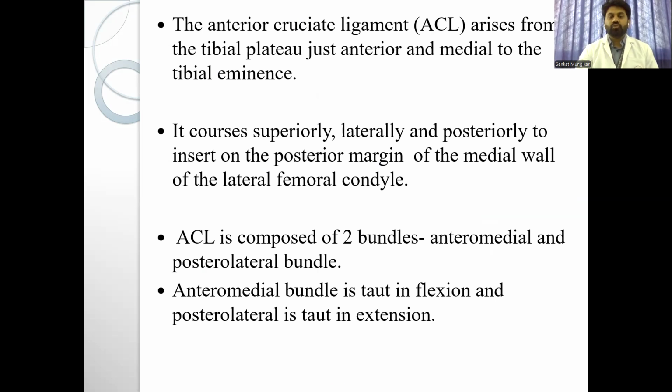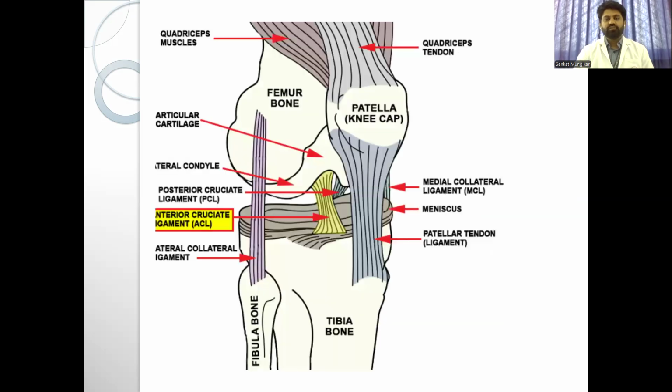ACL is composed of two bundles, anteromedial and the posterolateral bundle. Anteromedial bundle is taut in flexion and posterolateral is taut in extension. So this is the basic anatomy of the knee joint in which the yellow colored ligament is denoted, that is the ACL, and these are the other structures surrounding the ACL.